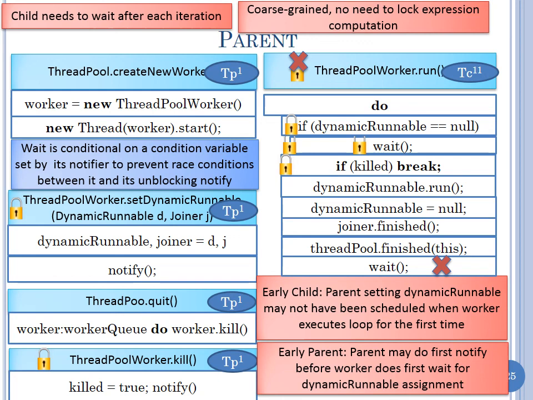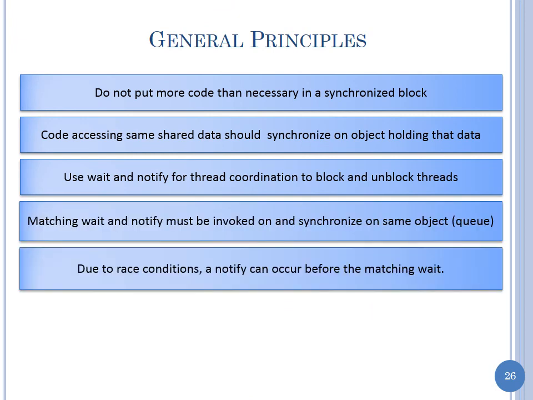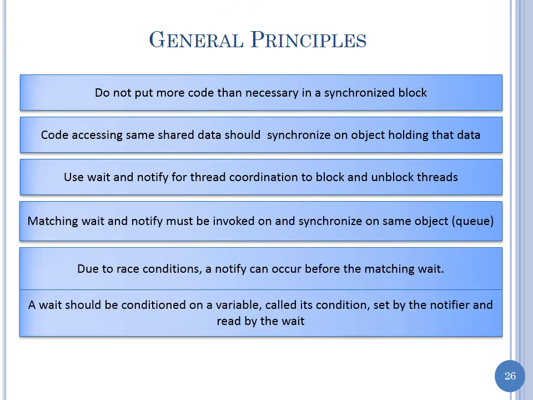And wait is a condition variable set by the notifier to prevent race conditions between it and its unblocking notifier, which is kind of what I want. I'm just going to go through these principles because I've already set them out. When you look at the PDFs, you have text to go and understand. I couldn't put all the text in the previous slide, but this is something I have said.